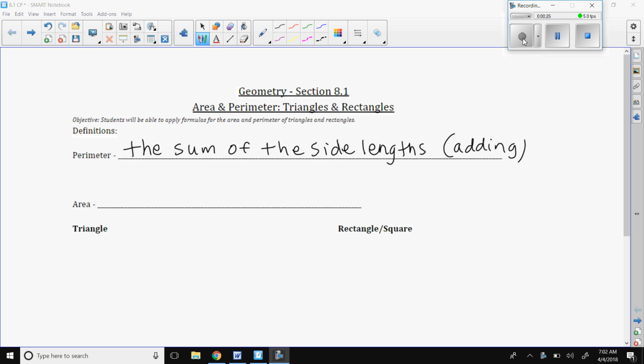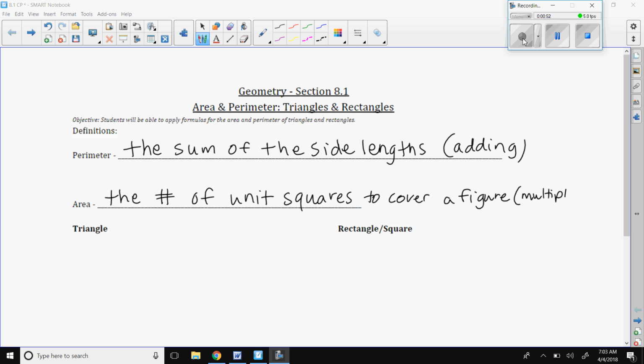The area is the big one that we're talking about for this chapter and for this summative that we're going to get to. And we're going to review triangles and rectangles, but the area is going to be the number of unit squares to cover a figure. This is going to be multiplying. And the formula that we have for a triangle, which we should know, is that the area equals 1/2 the base times the height. And we're going to be using square units.